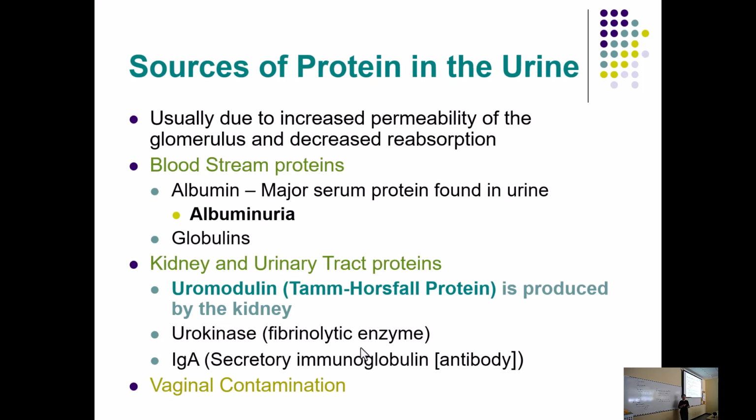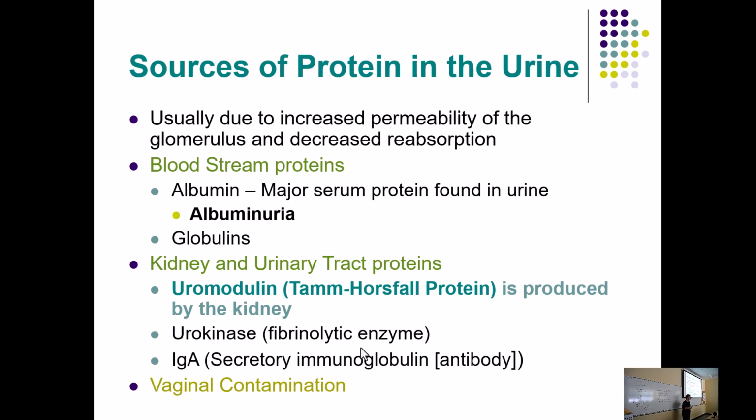We see it. Urokinase is a fibrinolytic enzyme that's produced in the kidney. IgA, it's a secretory immunoglobulin. You guys learned about that in BIC. It's produced in the kidney. We do not care about testing for those most of the time unless we're specifically looking for a problem. The dipstick looks for albumin.